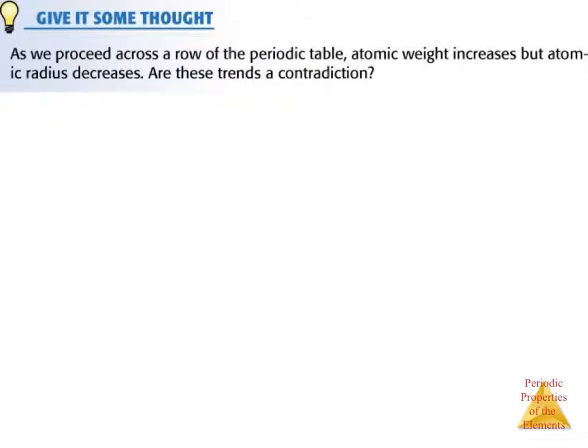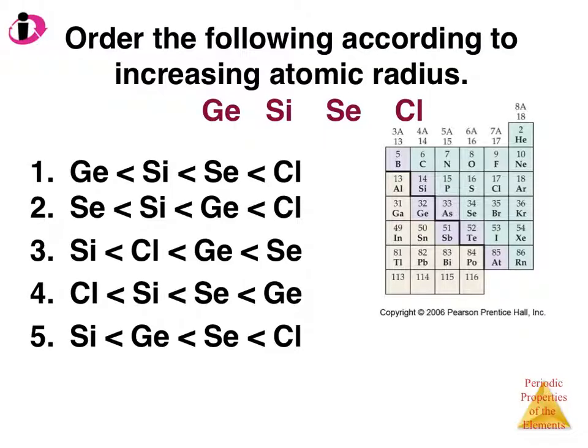Okay, so give it some thought. As we proceed across the row of the periodic table, the atomic weight increases, but the atomic radius decreases. Is this a contradiction? Think about that for a second. Okay, so if we think about what's happening, let's go back and take a look at the picture. Go ahead and try to answer this question: order the following according to increasing atomic radius, and then come back.